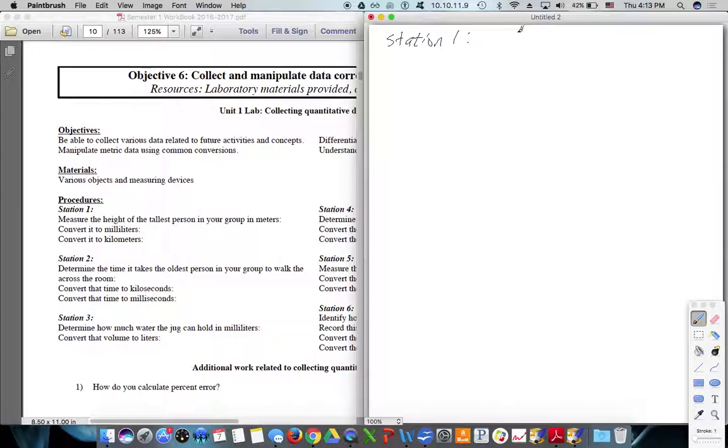We're going to start with a person that is 1.22 meters. We're going to do the conversions into millimeters and kilometers. And remember, we have the two different sides. If we start with the base unit, which is the meters, there's going to be 1,000 meters in a kilometer. And there's going to be 1,000 millimeters in a meter.